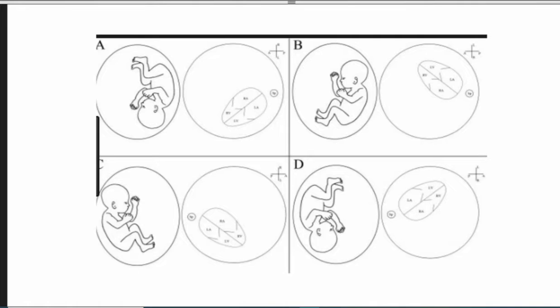Now let us assume that all of you have understood the views and are ready to start demonstrating them. Whenever we start a scan, we need to understand the position of the baby in terms of cephalic or breech, the lie of the baby, and we need to understand that the heart apex points towards the probe only in these 2 positions.